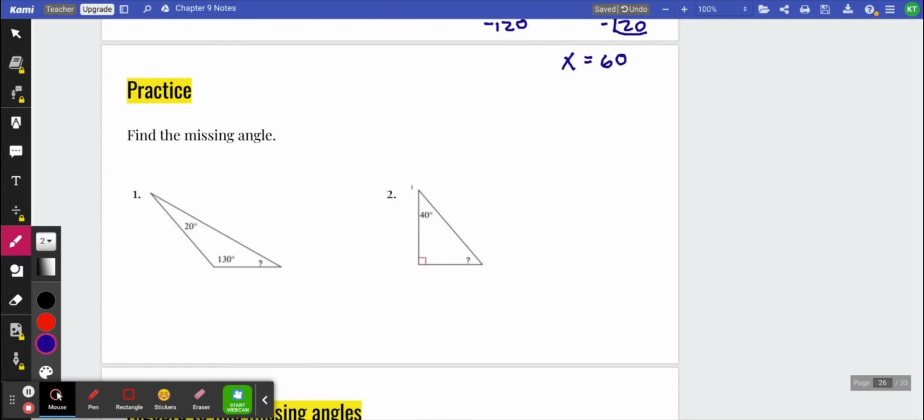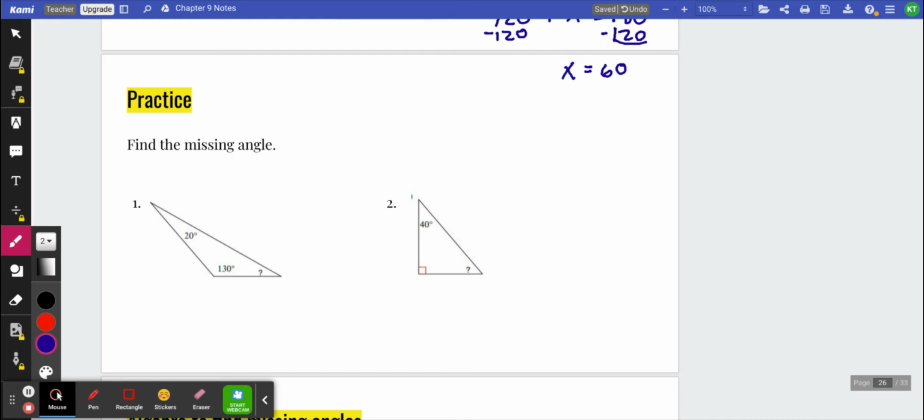So I would like you to practice on these two. Pause the video here and see if you can find the missing angle measures.